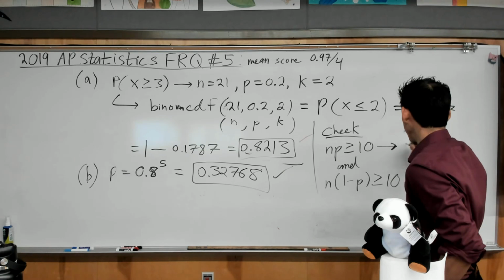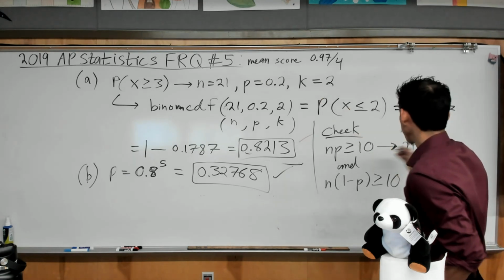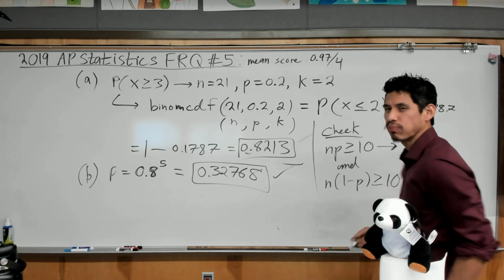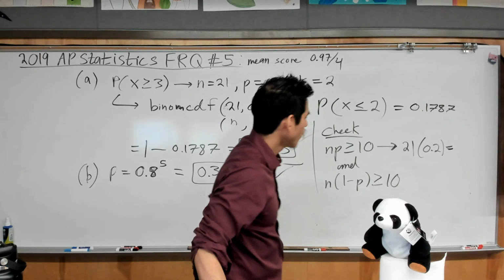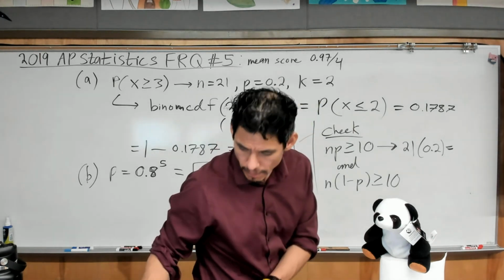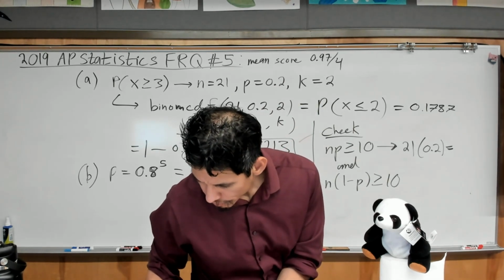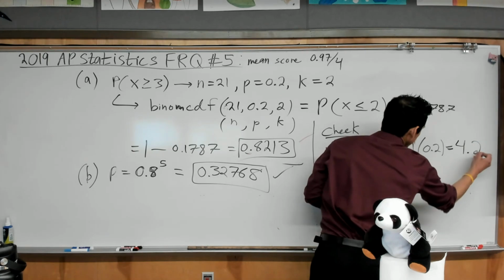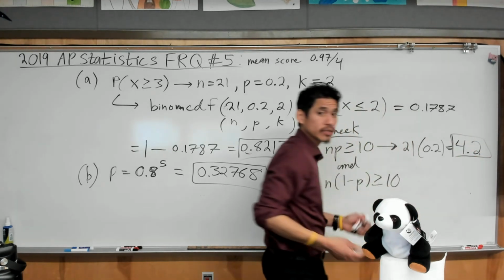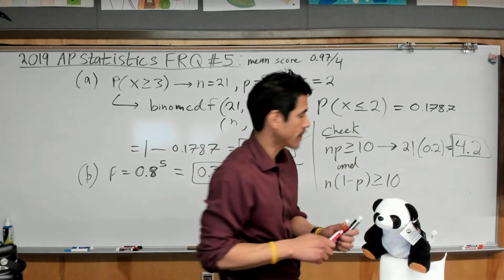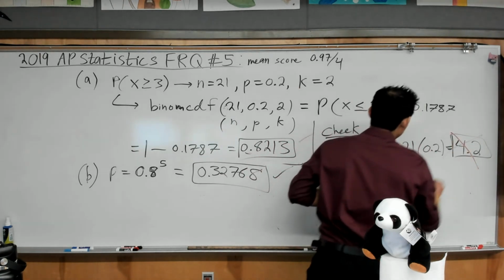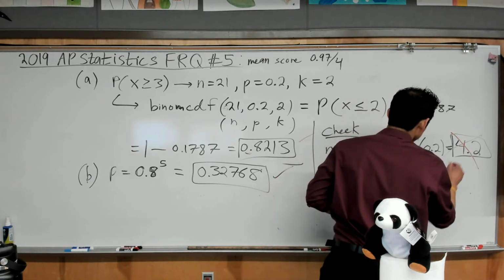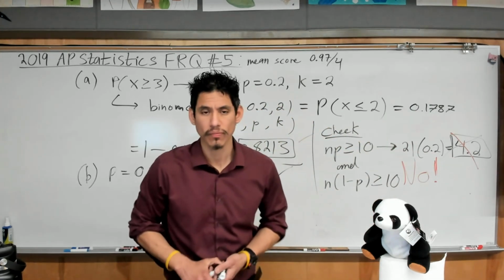So n is 21, p is 0.2, and this will be 4.2, right? 4.2. And you know what? 4.2 isn't at least 10. So no, because the large counts condition is not satisfied. The answer is no.